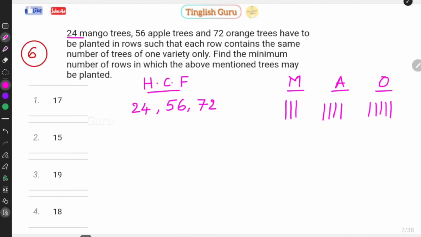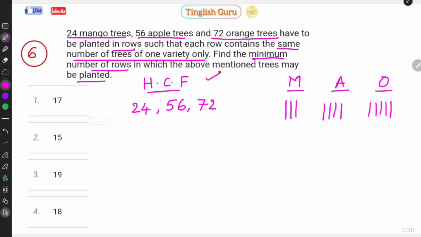Here 24 mango trees, 56 apple trees and 72 orange trees have to be planted in rows such that each row contains the same number of trees of one variety. Find the minimum number of rows in which the above mentioned trees may be planted.